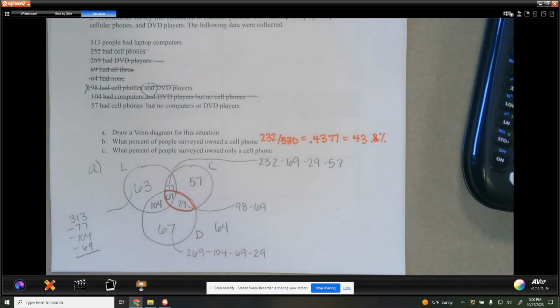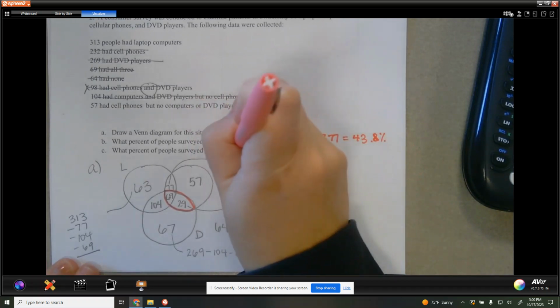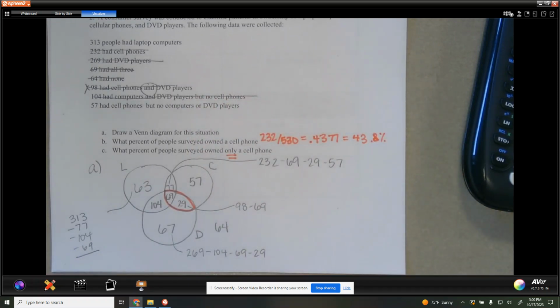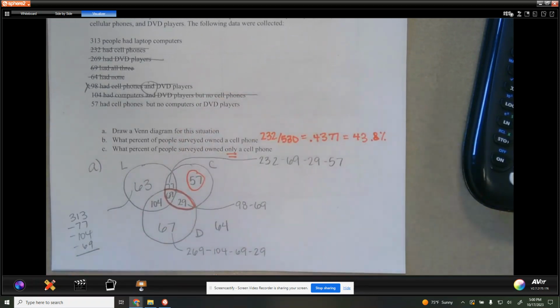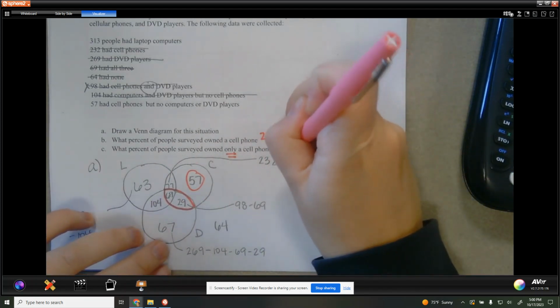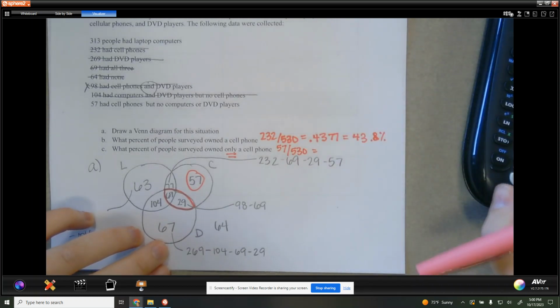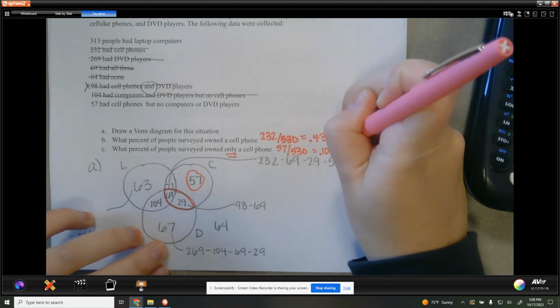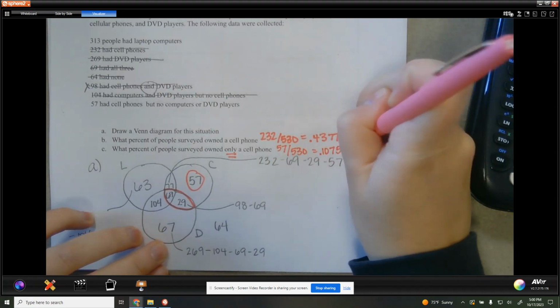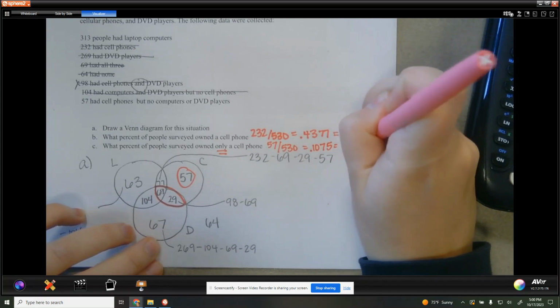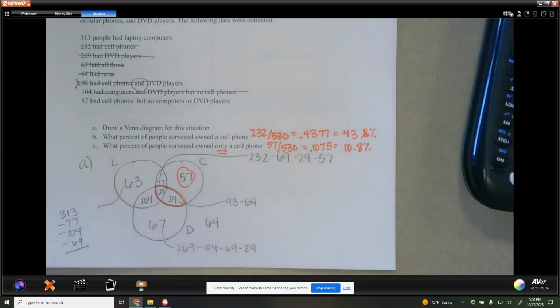And last percent, what people only own a cell phone. So that number is right here. It's only cell phone, nothing else. So 57 out of 530, and that is 0.1075. So that's going to be 10.8% of people only owned a cell phone. And that is the end of our practice for 1.7.